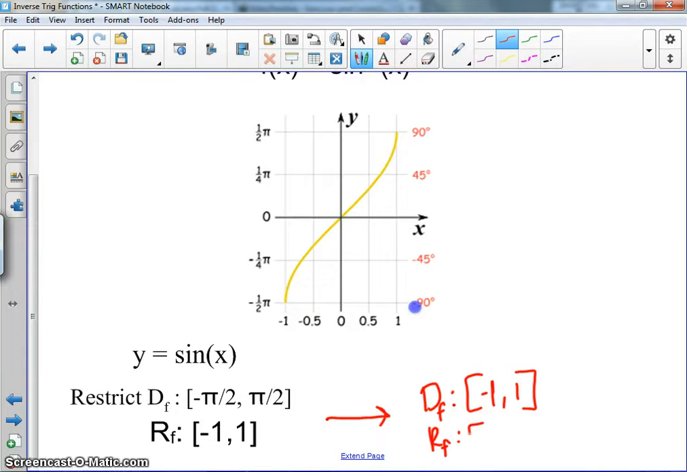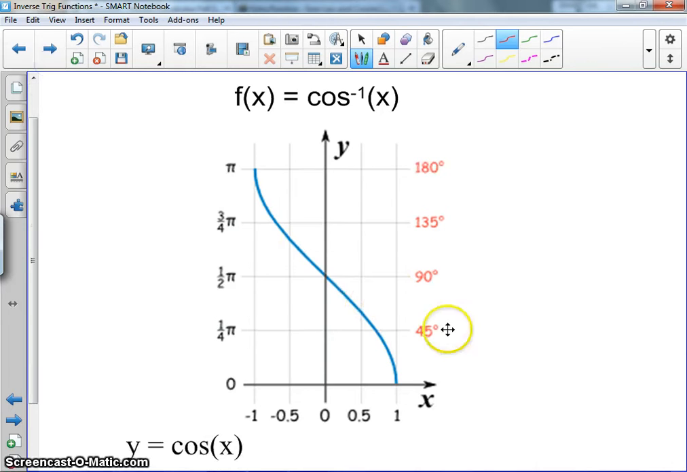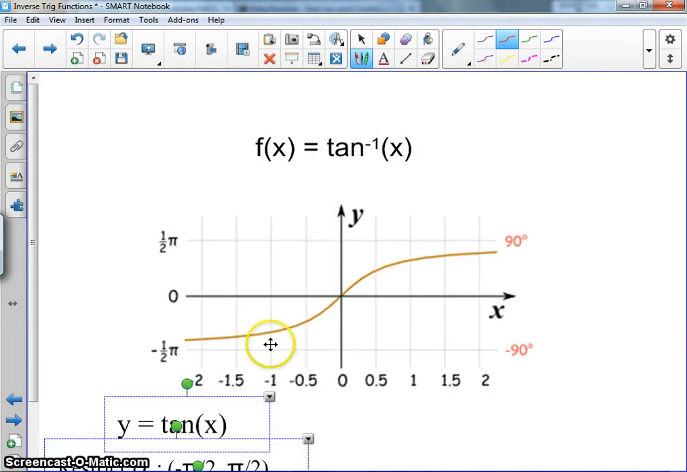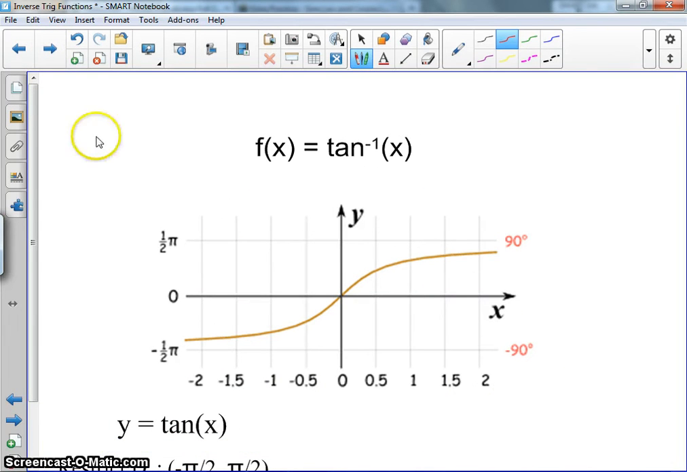And if I look at the range of this function, that's going to be from negative pi over 2 to pi over 2. And so if you look at these, the only difference is the domain and the range basically just switch. Okay, so that's going to be the same thing for all of these inverse trig functions, and that would be the relationship between their graphs.